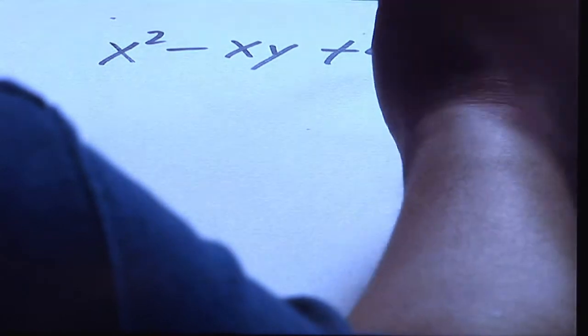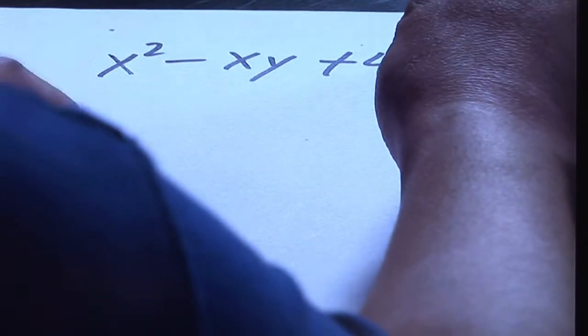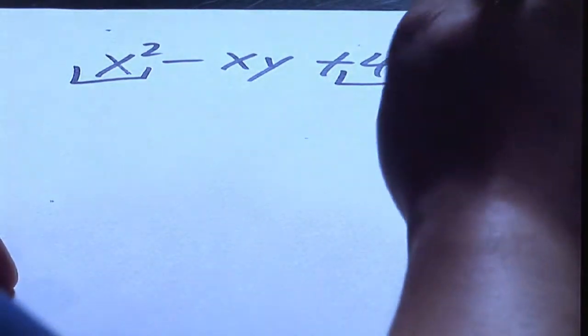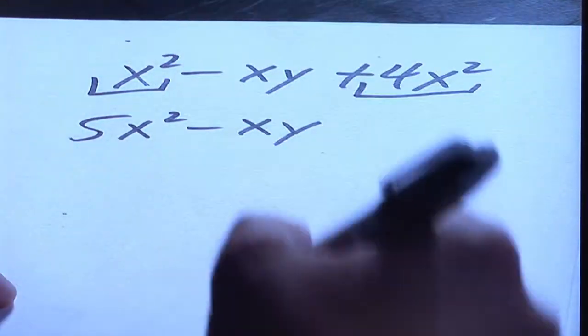However, if you look at the third term here, it's 4x squared. This matches that of the first term because they both have x's and they both have squares. They match to the T for the powers and the letters involved. So you can combine x squared and 4x squared. And it's kind of like this: there's one of these, and you're adding 4 of those for a grand total of 5 of those. So you have 5x squared minus xy.